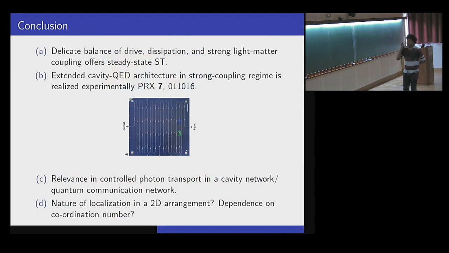So I conclude. We have shown that a delicate balance between drive, dissipation, and strong light-matter coupling gives us steady state self-trapping. And we also addressed an extended version of the cavity-QED lattice, where we can see self-trapping. This kind of architecture has already been experimentally realized in a coplanar waveguide with 72 cavities. And this self-trapping physics has relevance in controlled photon transport in quantum communication networks.